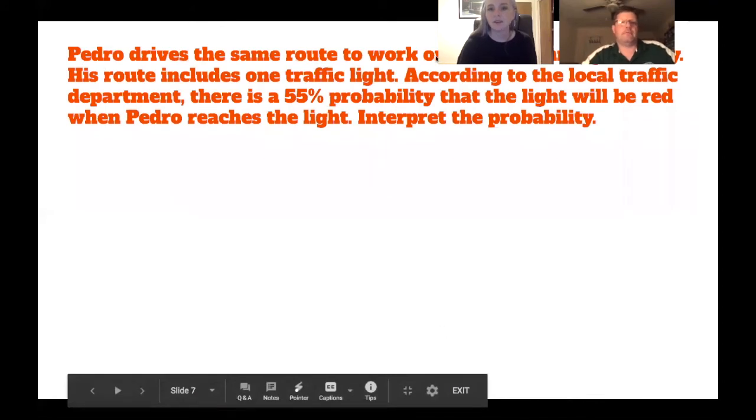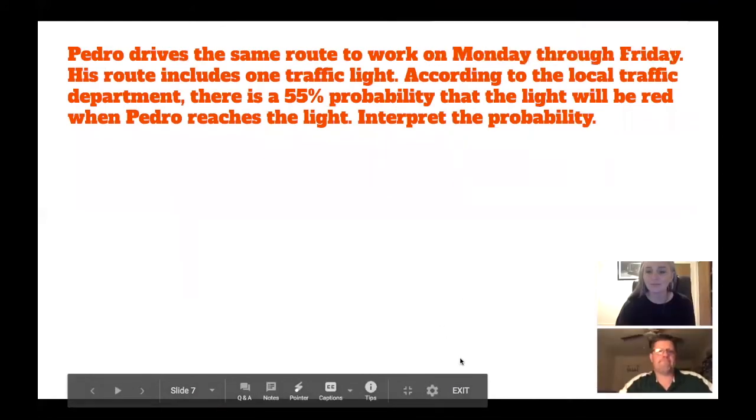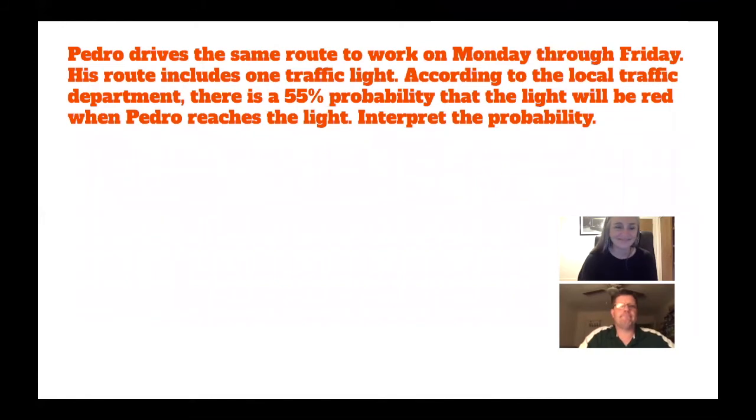So, are you ready? It's a textbook problem. Pedro drives the same route to work on Monday through Friday. His route includes 1 traffic light. According to the local traffic department, there is a 55% probability that the light will be red when Pedro reaches the light. Interpret this probability.